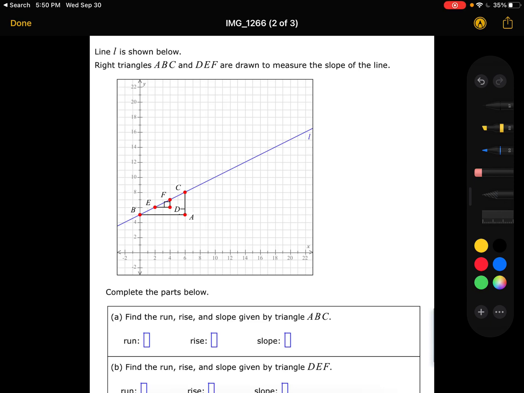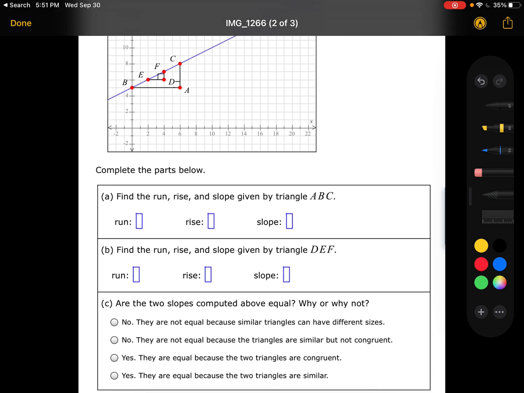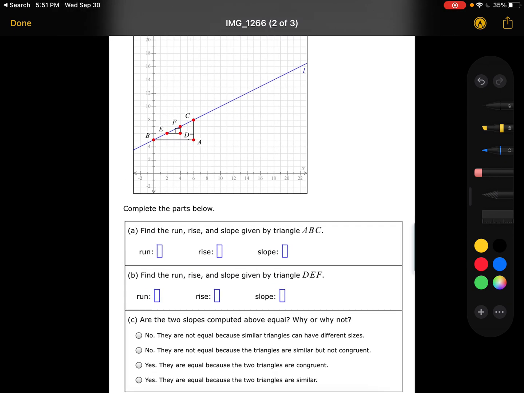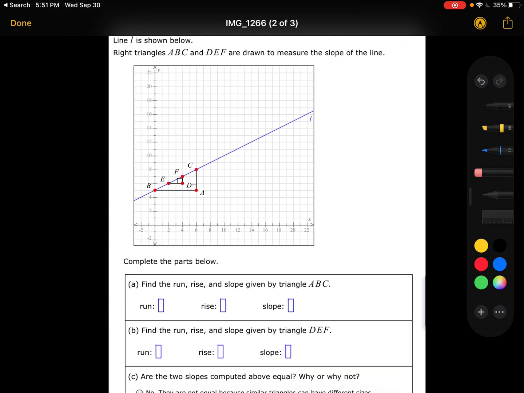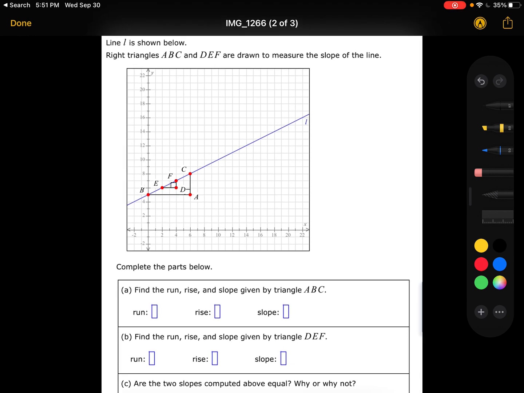Alright everyone, so this video is going to be a quick explanation of how to do this question so you guys can do well on your final exam. So really quickly, it says line L is shown below. Right triangles ABC and DEF are drawn to measure the slope of the line. And then it says complete the parts below from the run, rise, and slope, and then it asks you to answer some questions. So for this question, you need to look at the slope. You're trying to find the slope of this line and of the two triangles on here. So it's going to be really simple.